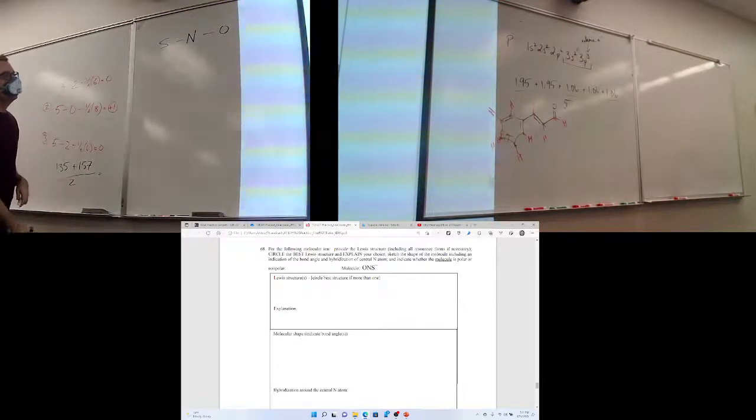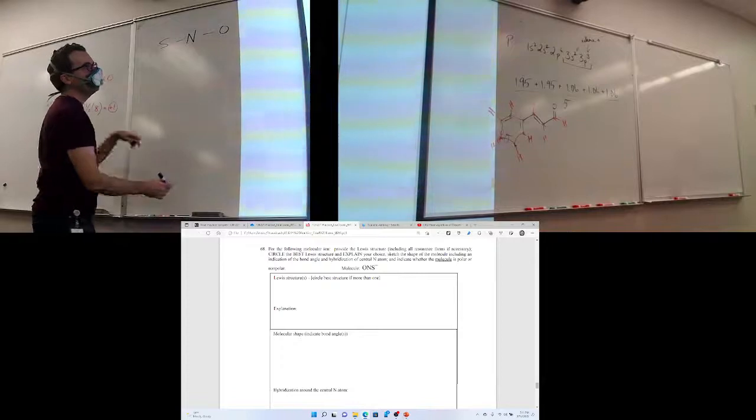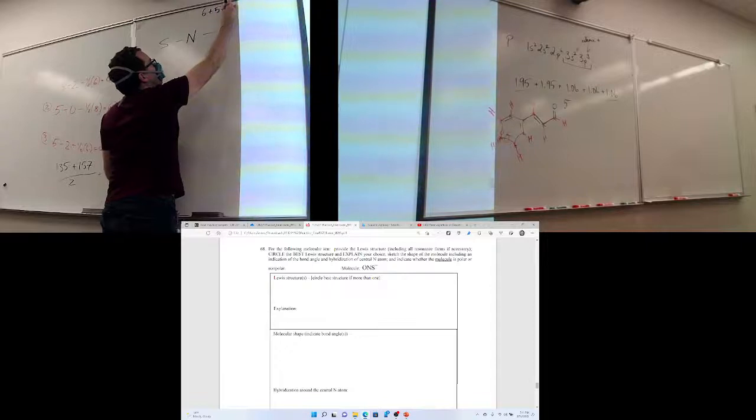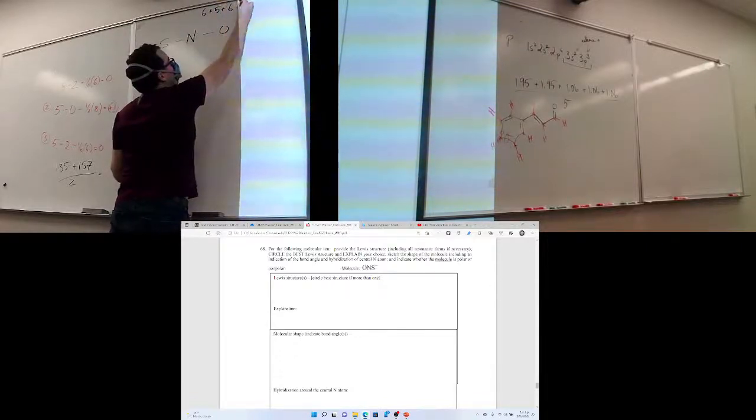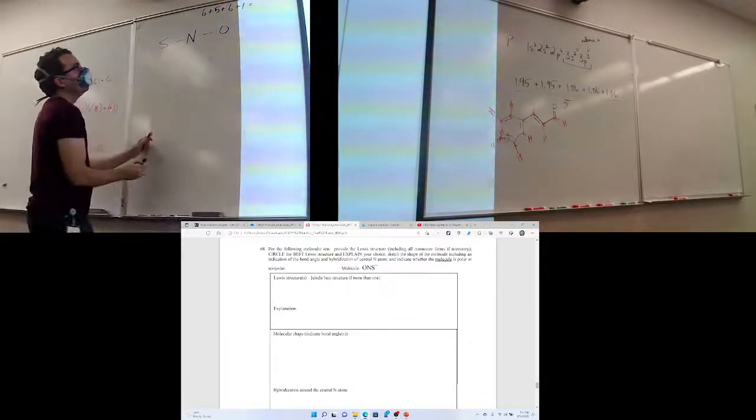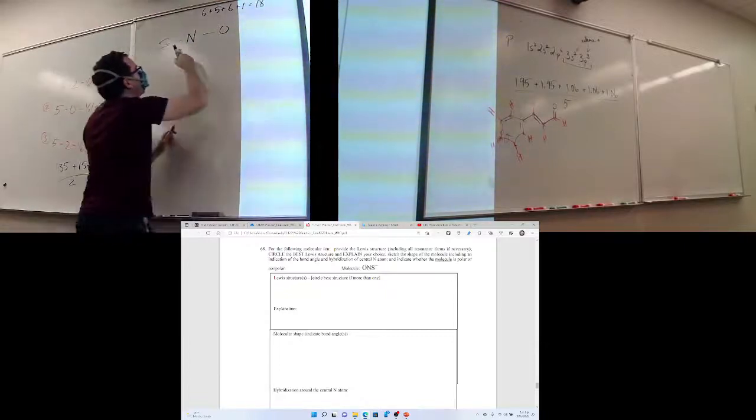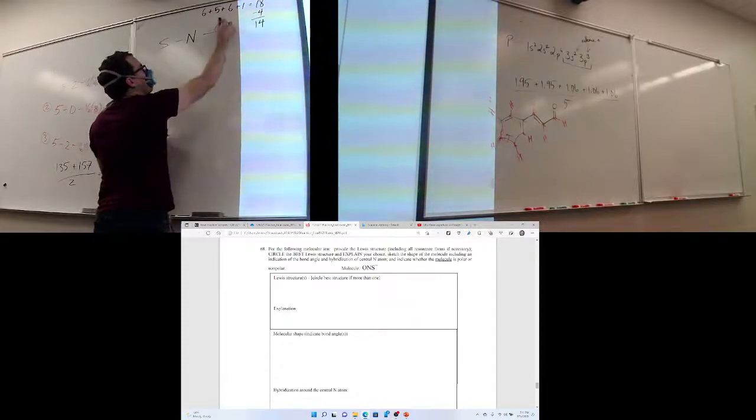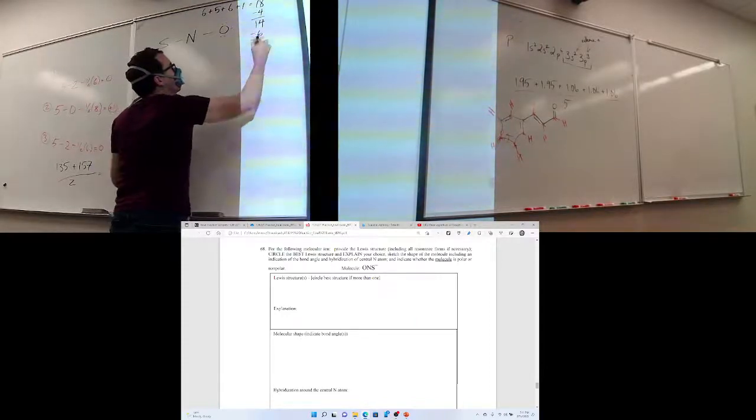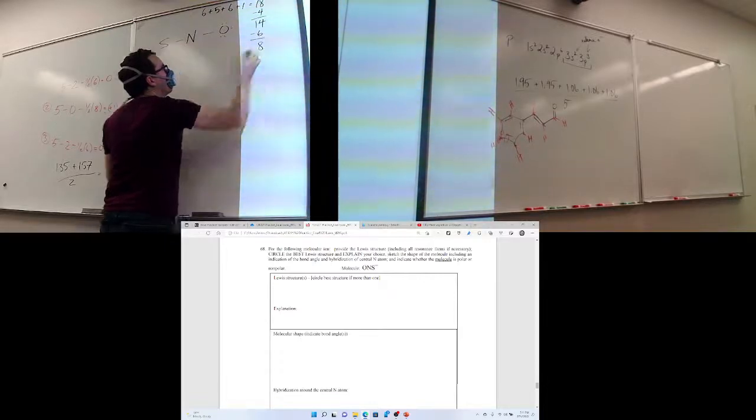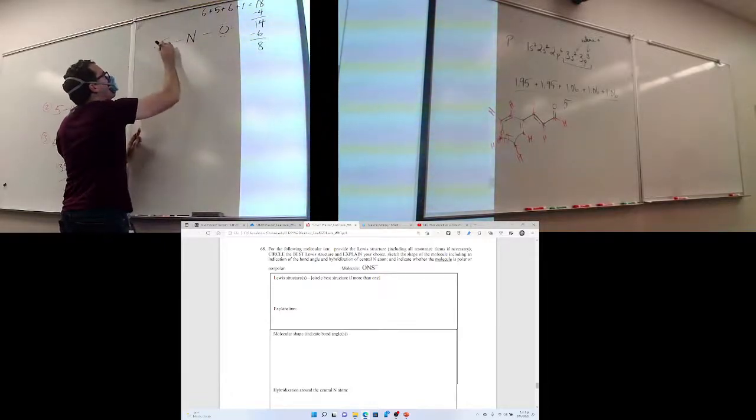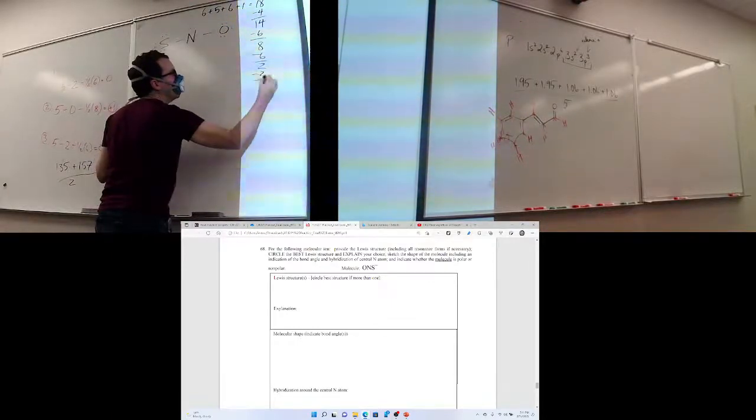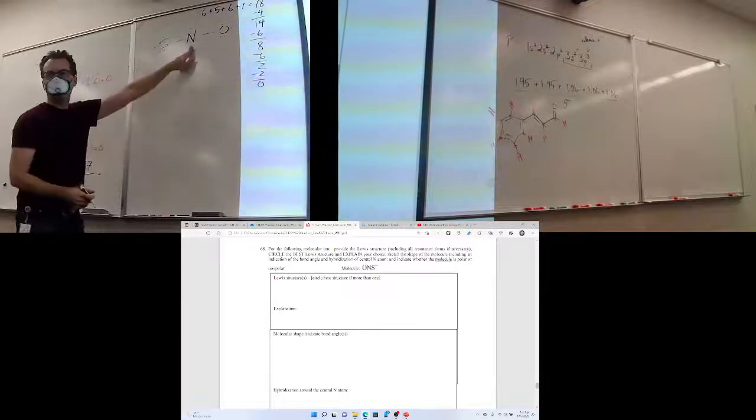That's okay. The total number of electrons, 6 from the oxygen, 5 from the nitrogen, 6 from the sulfur, plus an extra 1 from the charge. That's 18. So 2, 4 already drawn in. And then we'll do octet rule. 8 left. Octet rule. 2 left. We'll put those 2 here, but that's not enough. I need 2 more electrons.